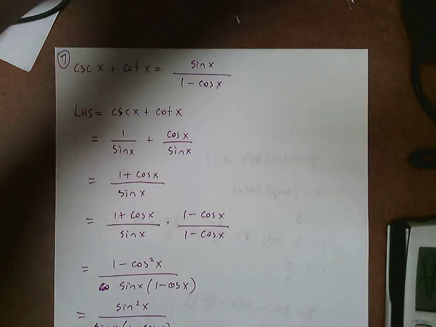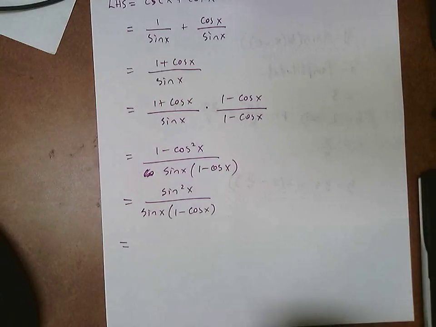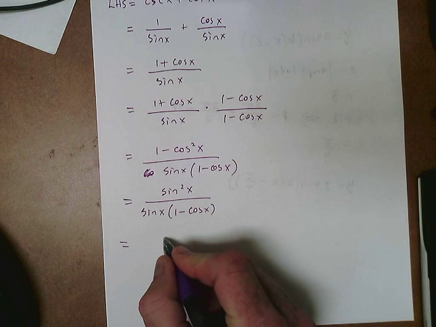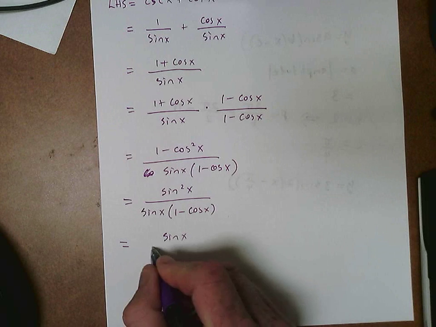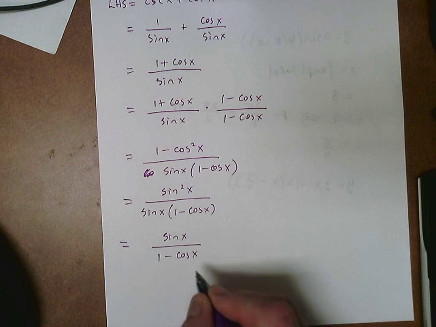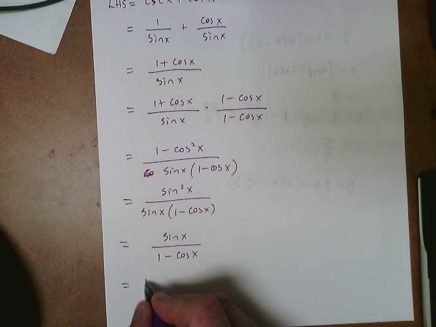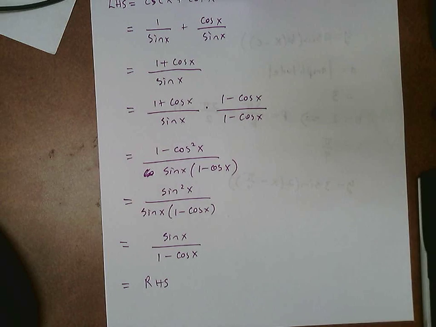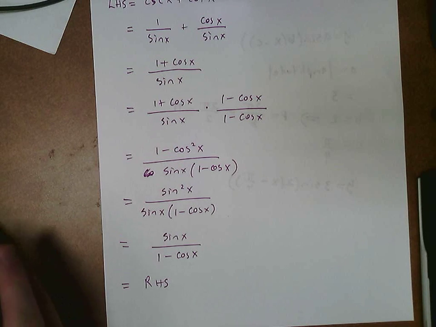Dividing the top and bottom by sine x, we get sine x over 1 minus cosine x, which is the right-hand side. So without manipulating both sides, we have one side be exactly the same as the other. That's verifying the identity. And that's question 7.